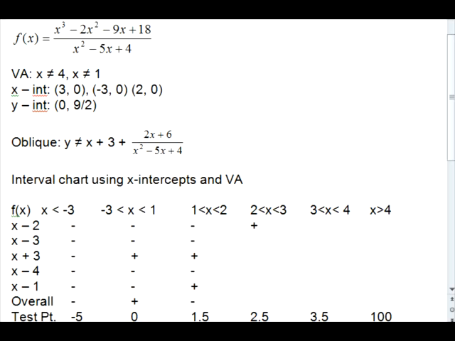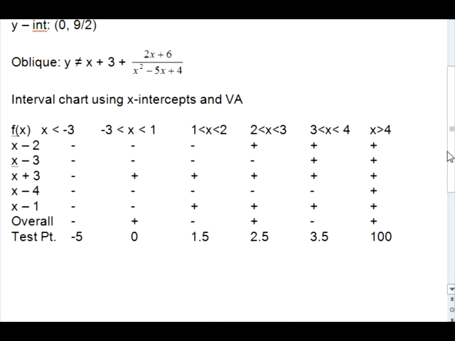2.5 minus 2 is positive, 2.5 minus 3 is negative, 2.5 plus 3 is positive, 2.5 minus 4 is negative, 2.5 minus 1 is positive. That overall result is going to be positive. 3.5 minus 2 is positive, 3.5 minus 3 is positive, 3.5 plus 3 is positive, 3.5 minus 4 is negative, 3.5 minus 1 is positive, that's going to be negative, and 100 minus 2 is plus. These should all be pluses. So that's going to give you what the graph looks like between each root and between each intercept here.